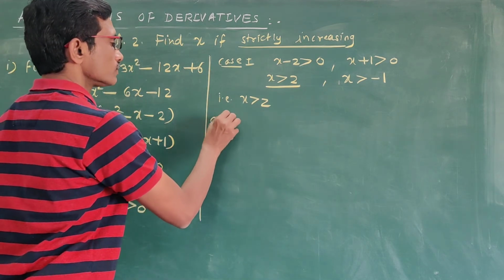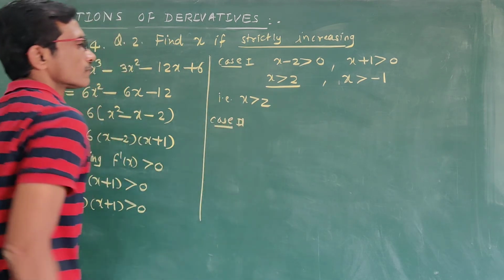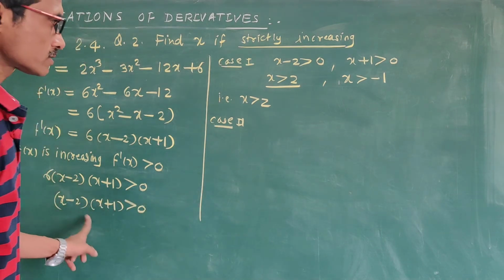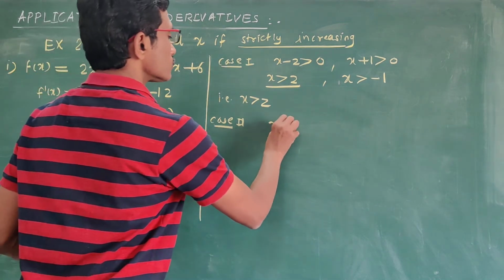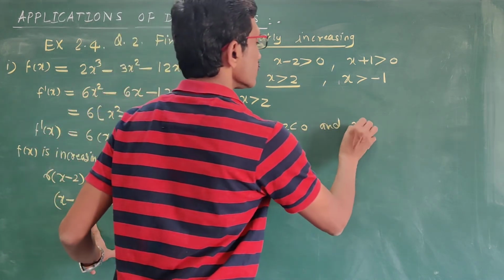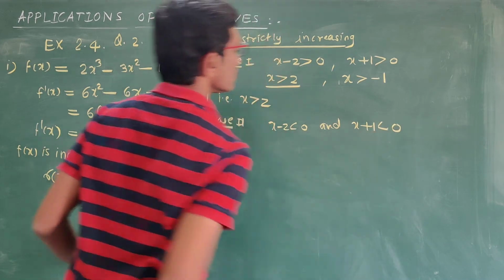Here case 2: both are negative, then also the product is positive. x − 2 is negative and x + 1 is also negative.